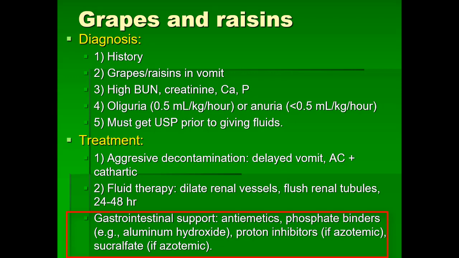I have listed here antiemetics, phosphate binders, proton pump inhibitors, and if there is azotemia, you can go with not only omeprazole but also sucralfate. Now, if the animal develops oliguria or anuria, you may need dopamine and/or furosemide on top of the IV fluids. And if that's not useful, the final option is obviously peritoneal dialysis or hemodialysis.